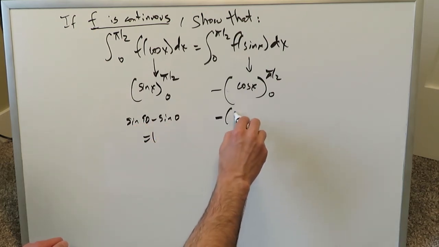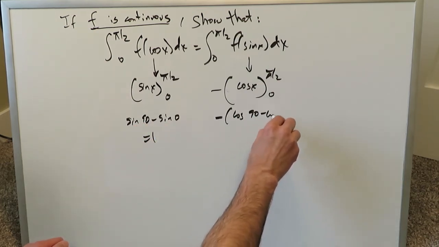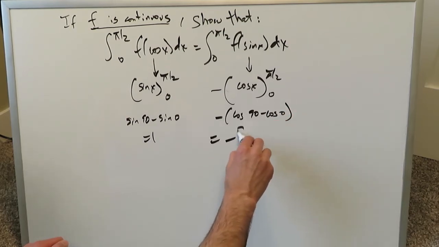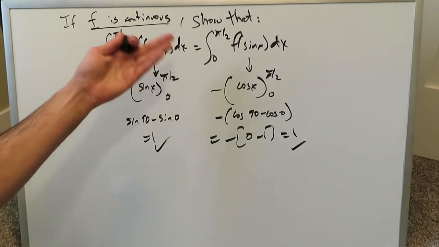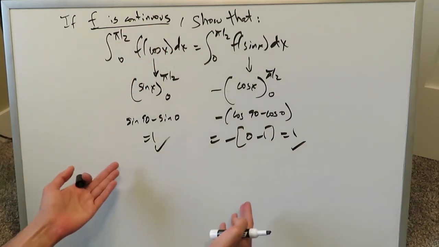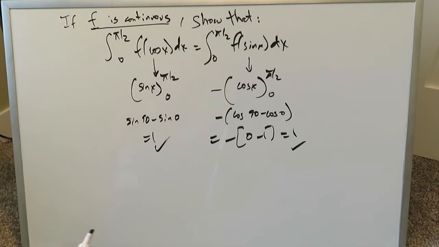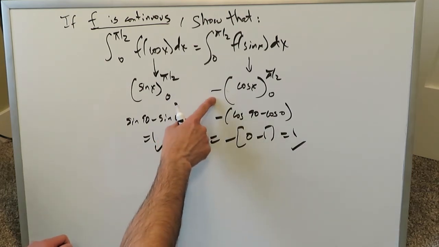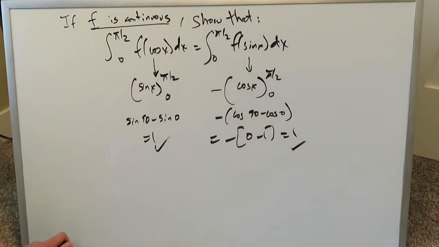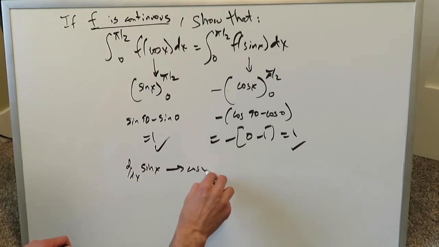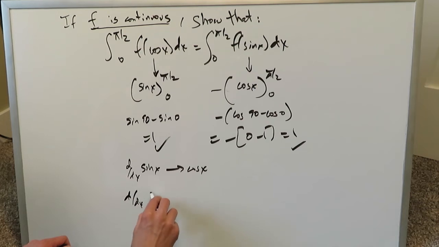Here you have a minus cosine 90 minus cosine of 0. You have a minus 0 minus 1, which is equal to 1, and they both check out. This is equal to that. Numerically, in terms of their definite integration, the answers are the same. The reason why this works is because of the effect of this minus, and because of the opposite nature of their derivatives. You remember, if you think about sine x, the derivative of that is a cosine x. When you think about the derivative of a cosine x, you get a minus sine x.